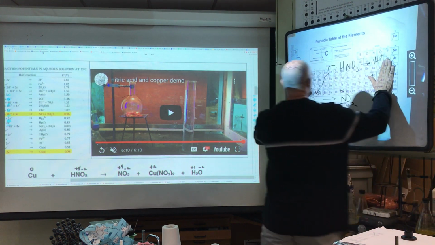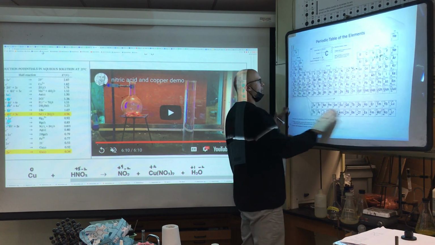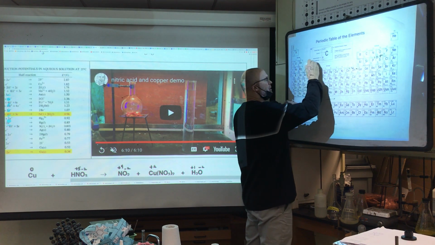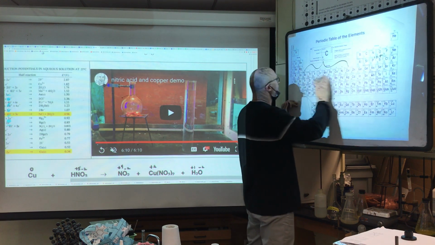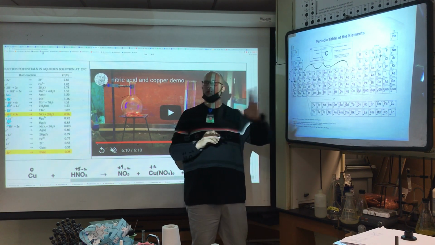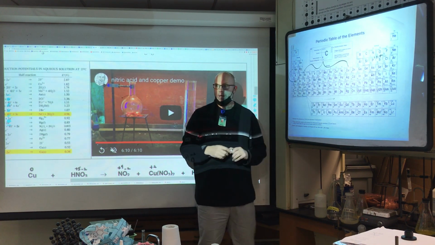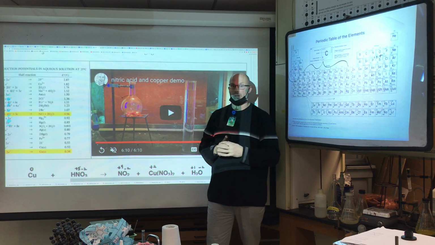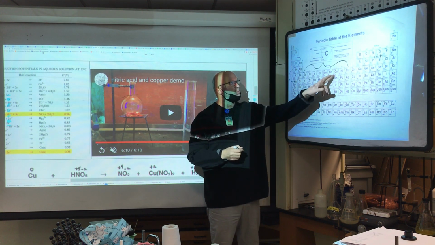So our transitional elements are right here, okay? They're transitioning from the bigger atoms to the small ones. And there's something special about them. They have an ability to lose many electrons, okay? And they're pretty small on top of that.